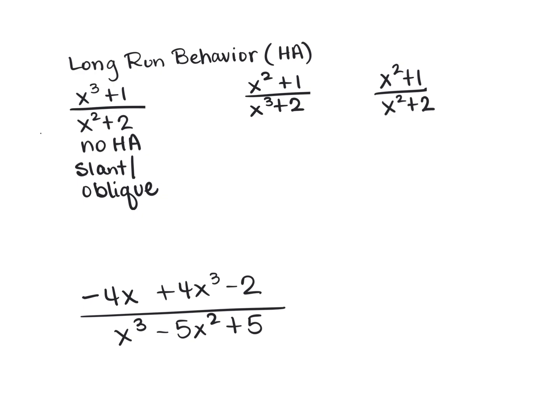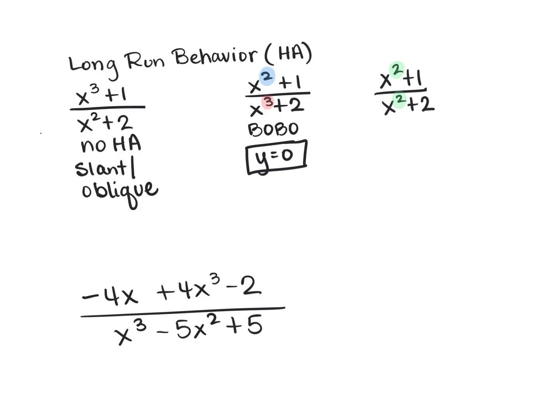All right, for the middle one, we have bigger on bottom. This degree of 3 in the bottom is bigger than this degree of 2 in the top. So bigger on bottom, so this is the BOBO, bigger on bottom, then your long run behavior is y equals 0. All right, and then for this last one, we have that both of these degrees match.